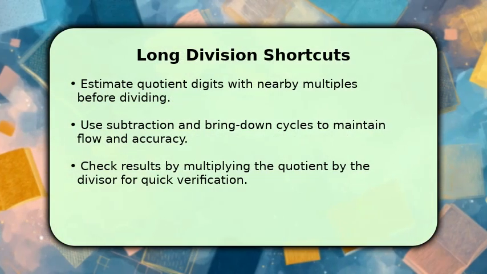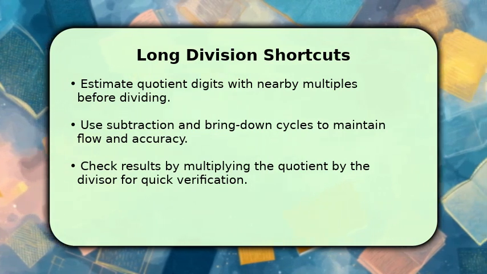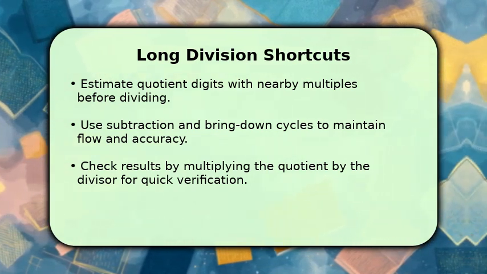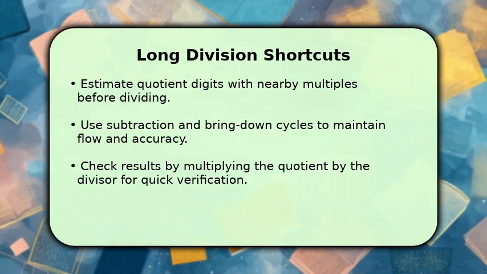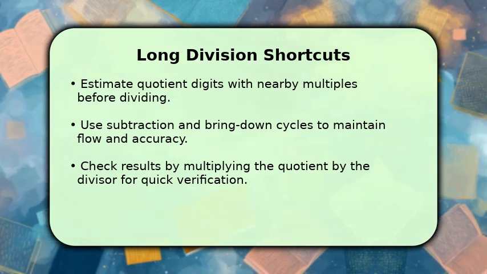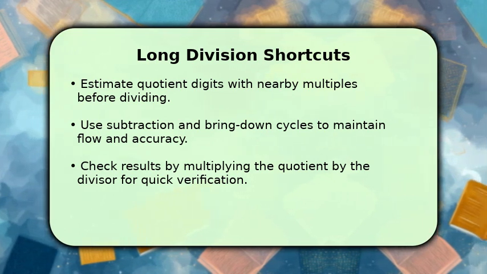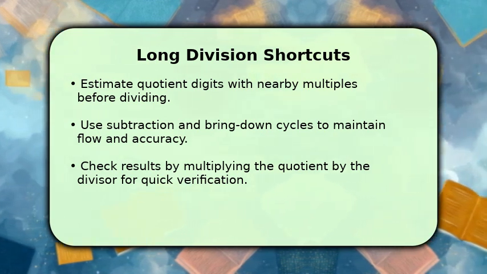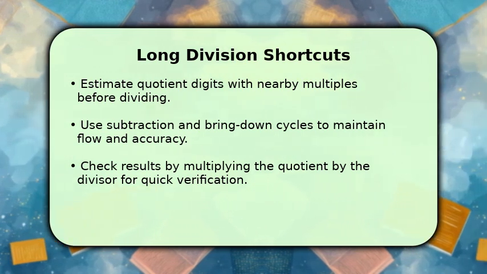In this video, I will help you do division quickly step by step. For long division, estimate each digit using familiar multiples, write them down, subtract, and bring down the next digit without hesitation. Keep columns aligned and cancel simple factors early to reduce work. Use quick multiplication checks to catch errors immediately. With guided practice, you will complete long division problems faster and with more confidence.